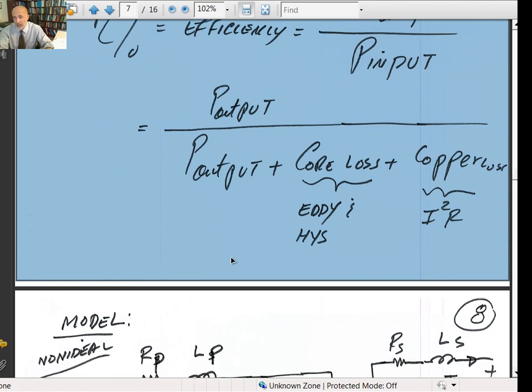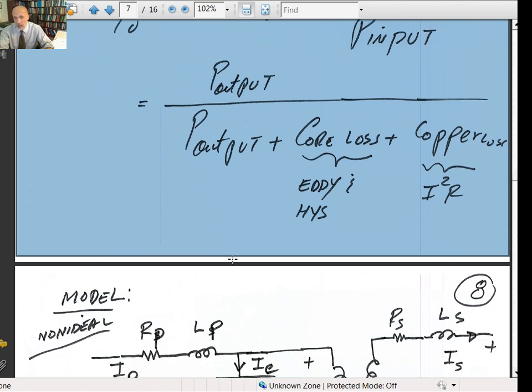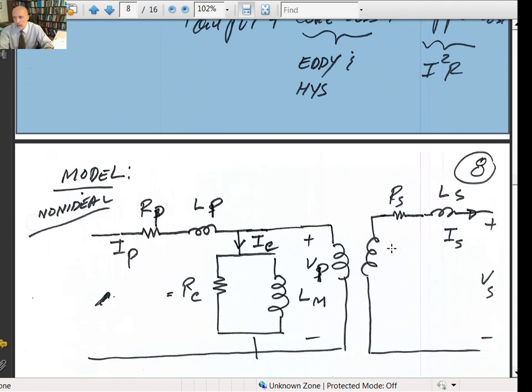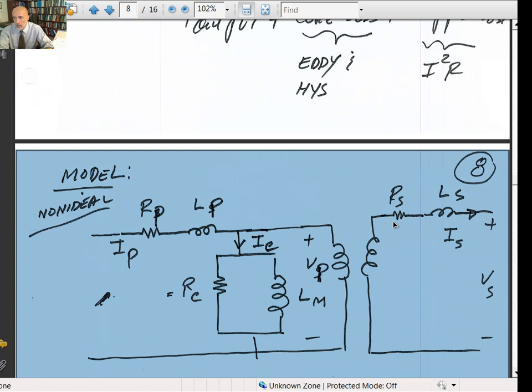To calculate the efficiency, they come up with a nonlinear model. This is the secondary. You have the winding, the resistance of the secondary, and then you have inductance, which we're going to discuss, as we talked about earlier. That's due to flux leakage, Phi L1, that does not go to the secondary. It's really called the leakage inductance.